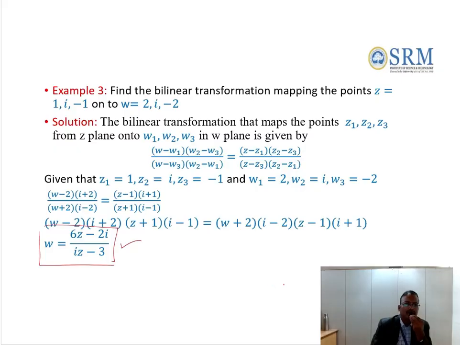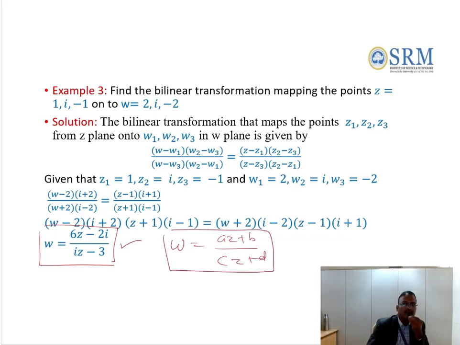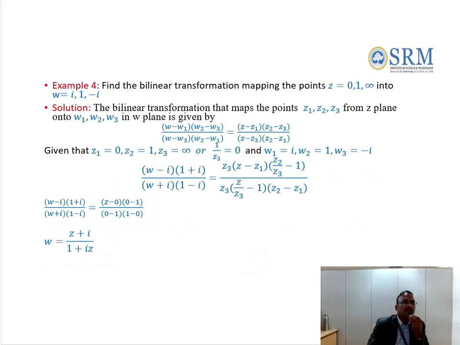Okay, very simple. You just identify what is z1, z2, z3 and w1, w2, w3 and replace those values in the formula and then group the terms and rewrite w in terms of z in such a way that w equal to az plus b divided by cz plus d. That is the required bilinear transformation. Right. Then see the next problem.